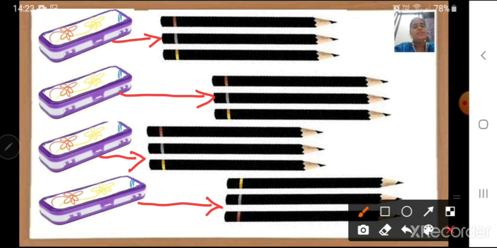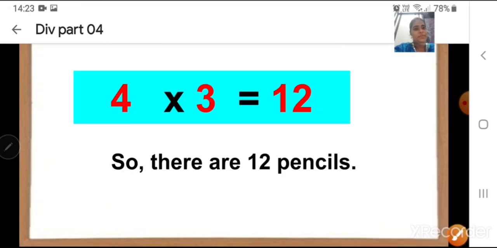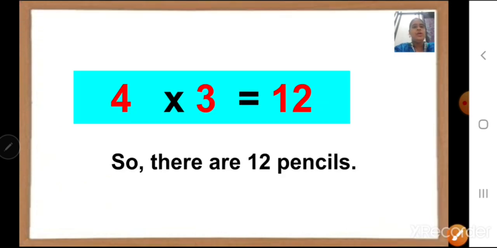Now in all we have to find out how many pencils are there in 4 boxes. Right? Now children, to get the product we multiply. What do we multiply? 4 into 3. There are 4 boxes and in each box there are 3 pencils. So we multiply 4 into 3. And what is 4 threes? It is 12. So there are 12 pencils. This is our first case.